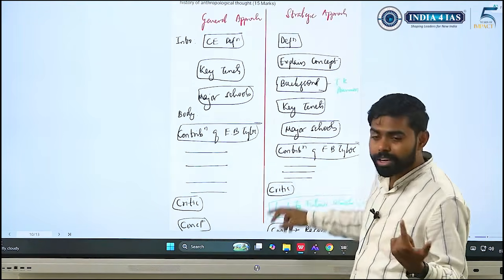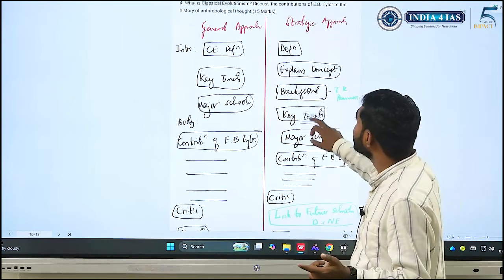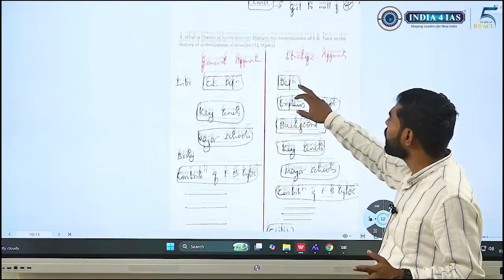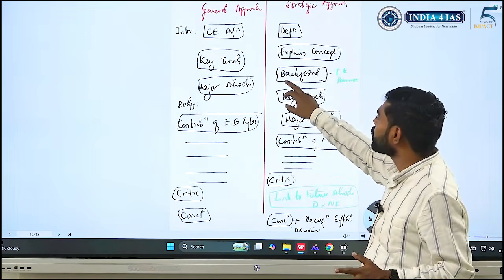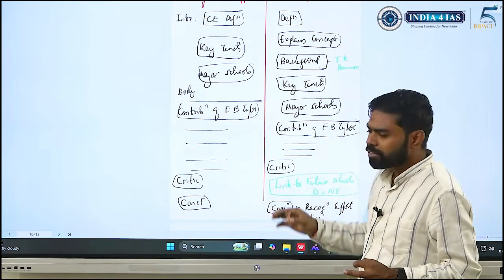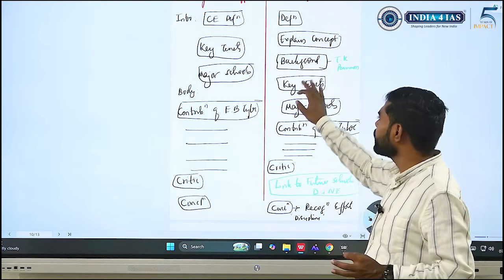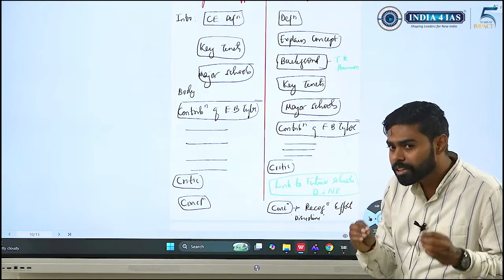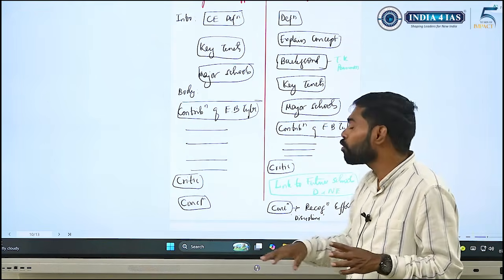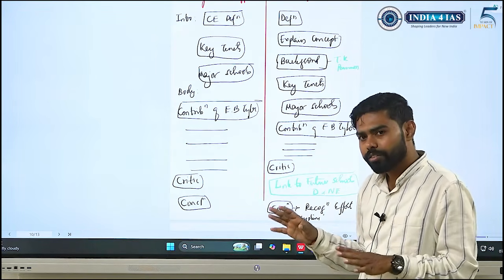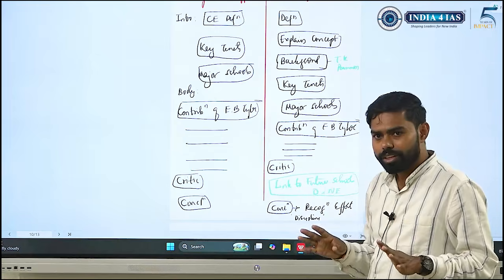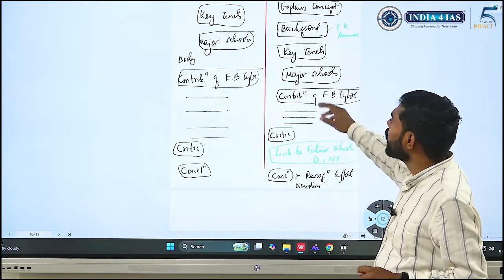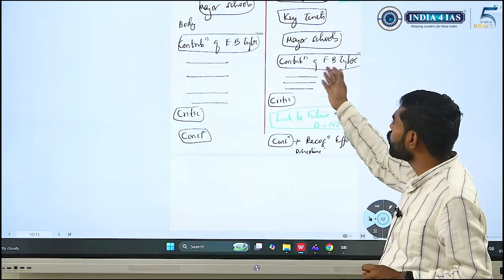But what extra can you bring? That's what we need to think, right? That's why I call it a strategic approach. So what I can do is integrate one more thing: background. Whenever there is a question on theory, always integrate this part. You can write 2 lines about the background, when it started and which phase of anthropological development it belonged to. Because in T.K. Penniman's A Hundred Years of Anthropology, you can see there are 4 phases. So classical evolutionism belongs to one of the phases, right? You can simply write it. And the same things: key tenets, major schools, and contributions, whatever is there.